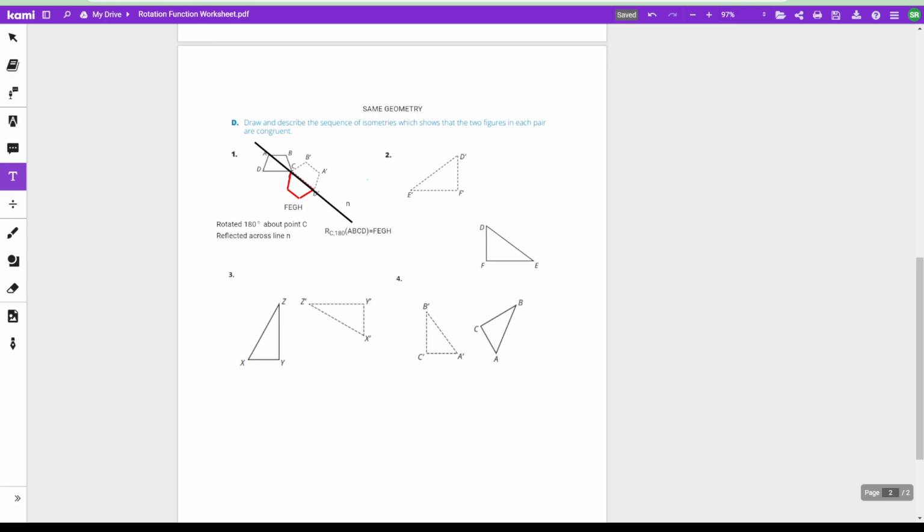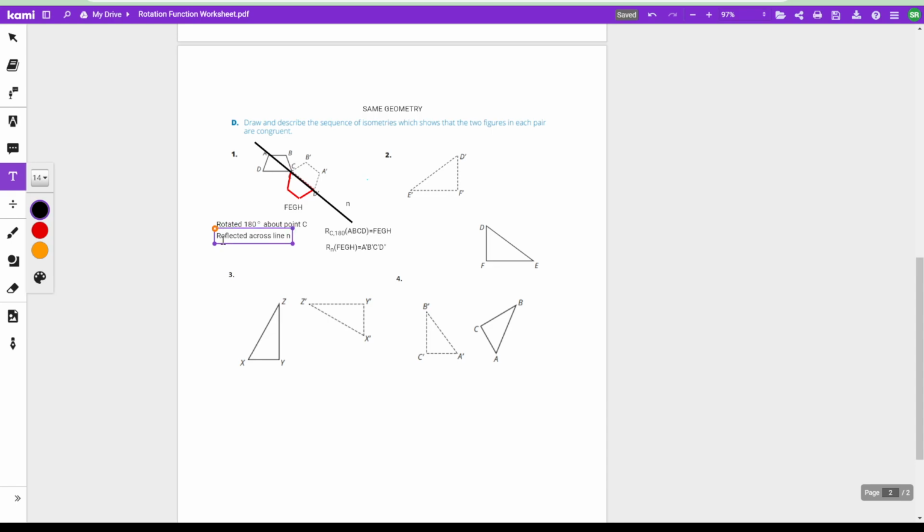And then for the reflection function, we can write R for reflected, subscript N for our line of reflection that we labeled N. And our input points were the FEGH shape. And our output was A prime, B prime, C prime, D prime.